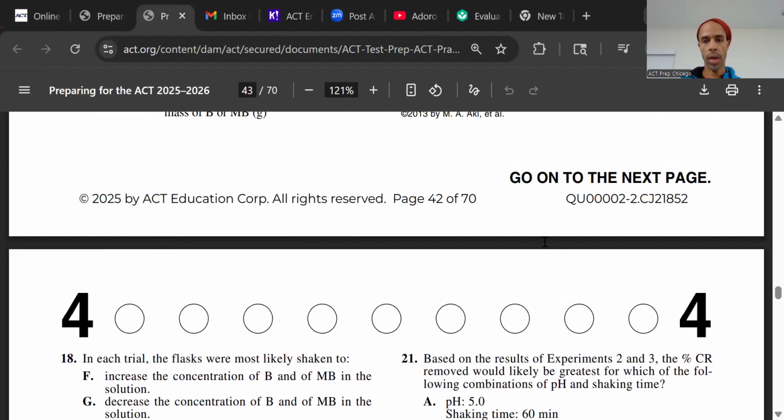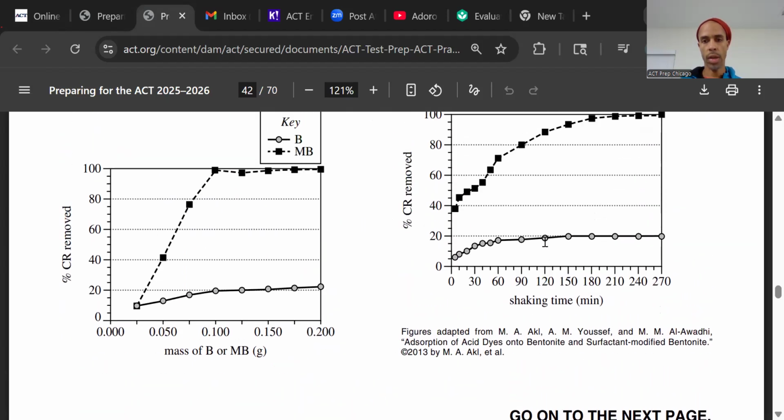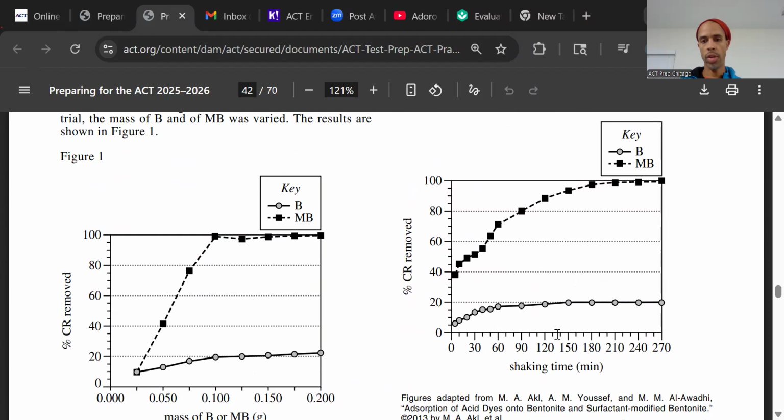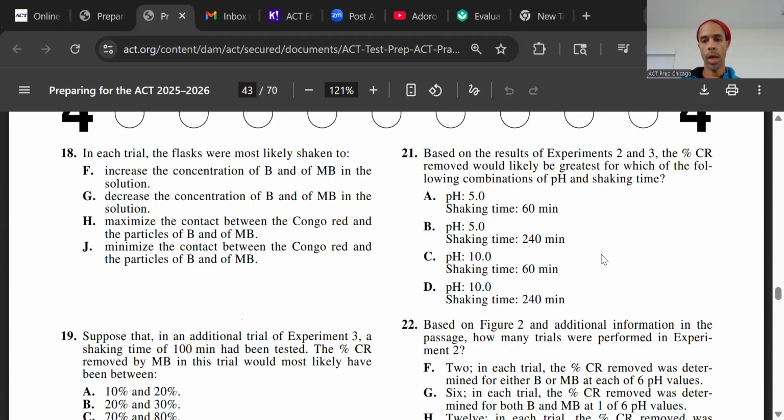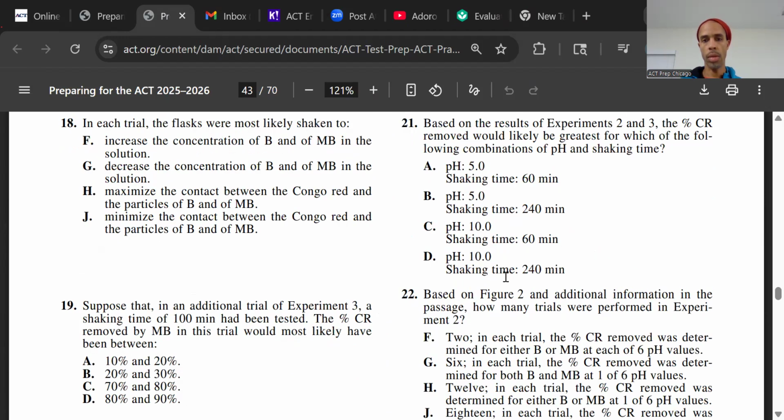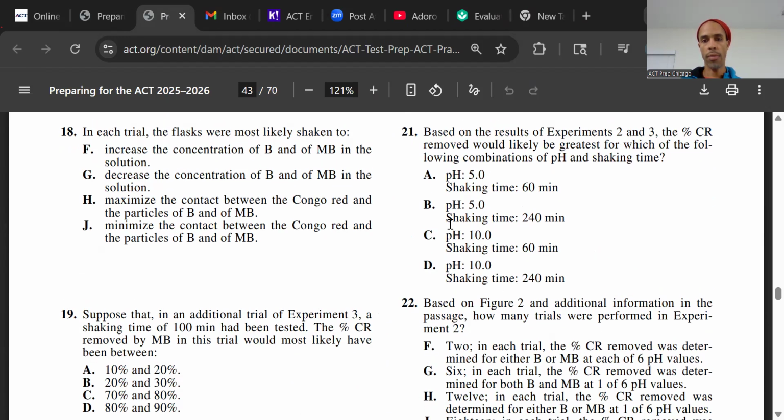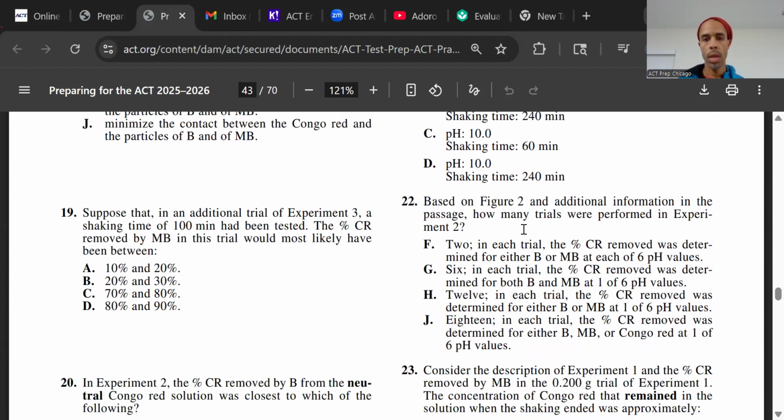And what about shaking time? We see that as you increase shaking time, the percent removed increases. So we want a higher shaking time. So it'd be low pH 5, lower than 10, shaking time 240, choice B.